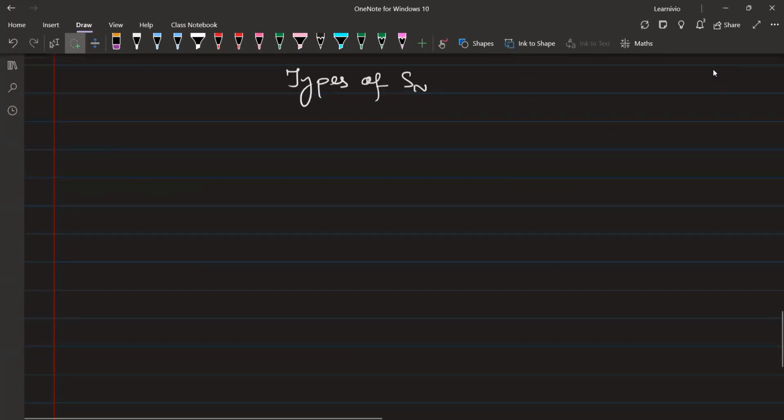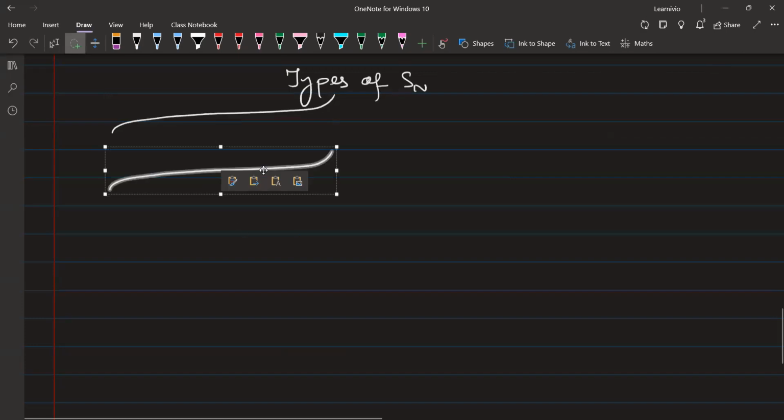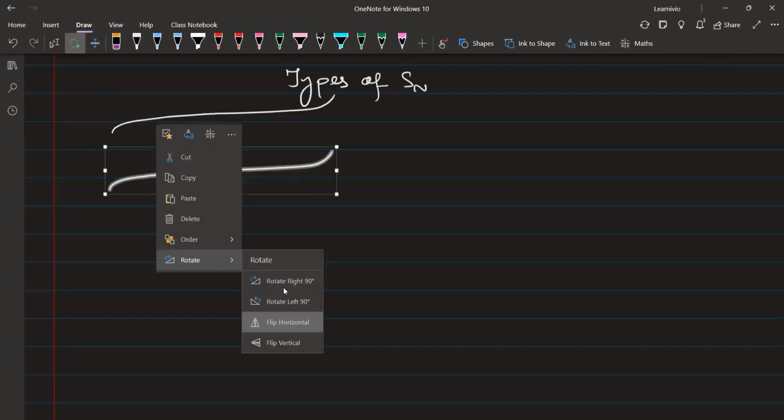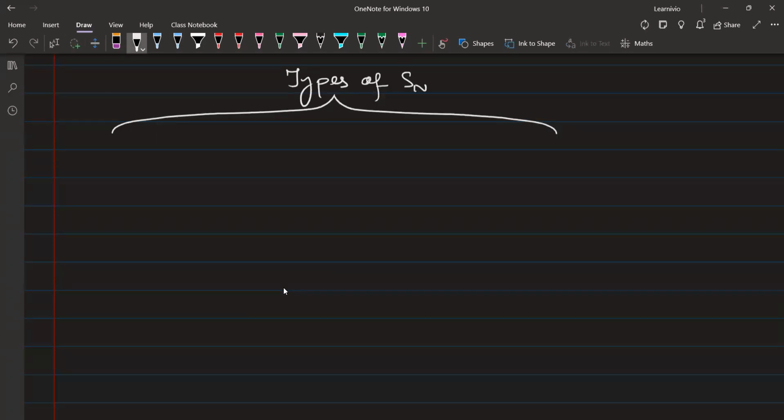Types of SN. We have SN1 and we have SN2. First we will study SN1, and after that we will study SN2. Okay? Types of SN, SN1, SN2. Write the heading SN1.